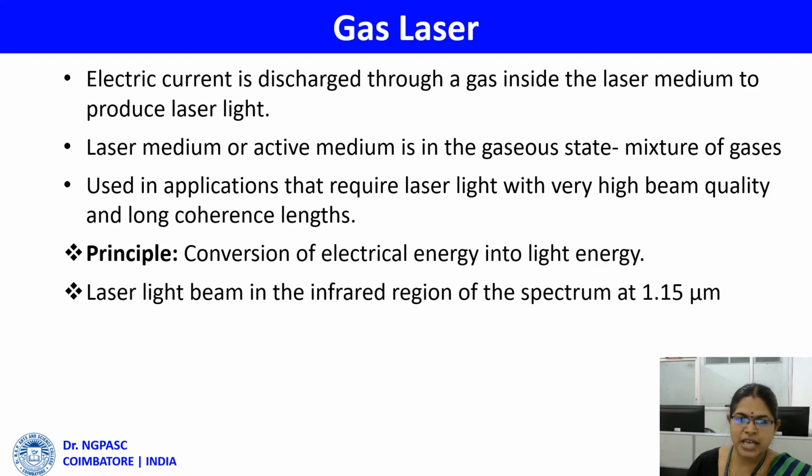In the case of a gas laser, the laser medium or active medium is in the gaseous state, that is a mixture of gases. We can use any type of gases in different ratios. These gas lasers are used in applications that require laser light with very high beam quality and long coherence lengths. What is the principle behind this gas laser? It is the conversion of electrical energy into light energy, that means emission of stimulated photons. The laser beam is produced in the infrared region of the spectrum at 1.15 micrometer. Most of the gas lasers will produce a wavelength of 1.15 micrometer.